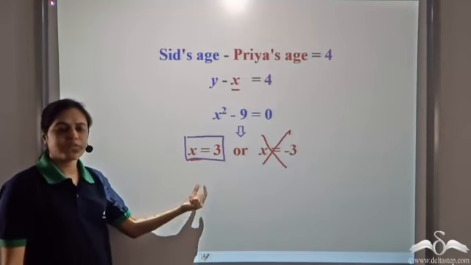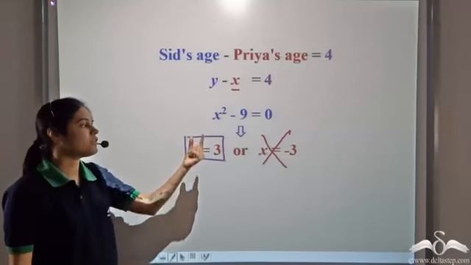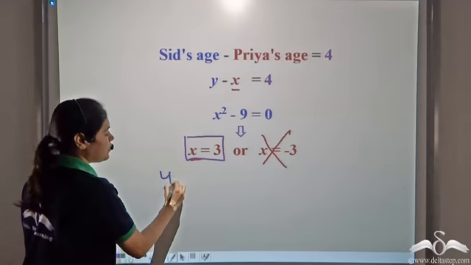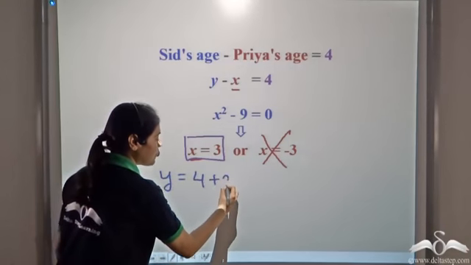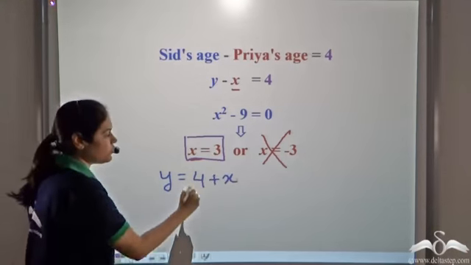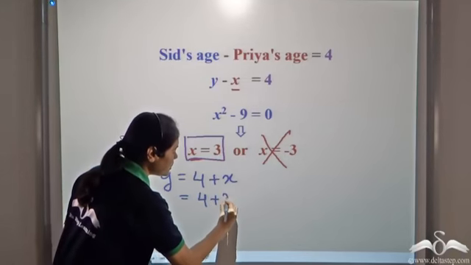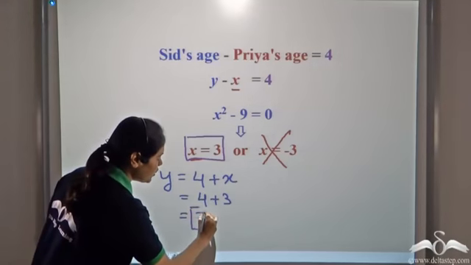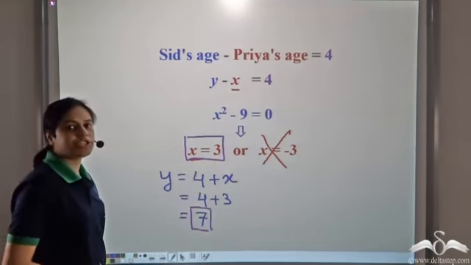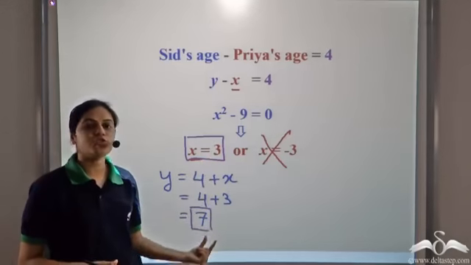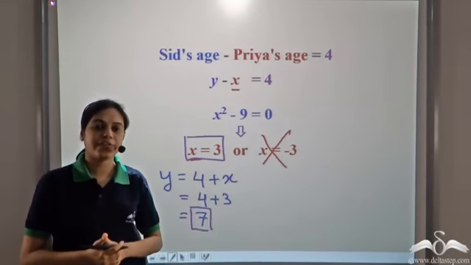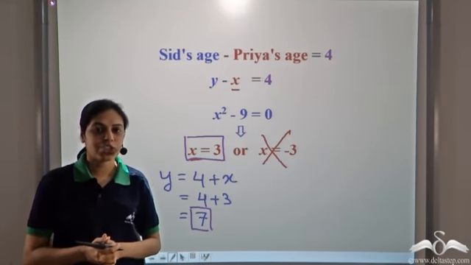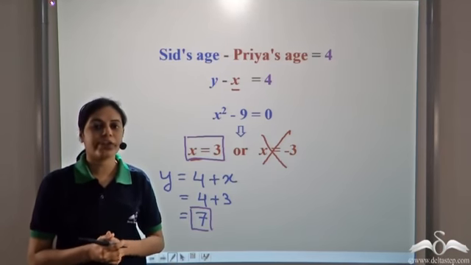And what is Sid's age? We can easily derive Sid's age using this equation, and x is equal to 3. So Sid's age is y, which is equal to 4 plus x. The value of x is equal to 3. So it is 4 plus 3, which is equal to 7. So Sid's age is equal to 7 and Priya's age is equal to 3. So this is the solution to our puzzle, and we have derived it by using a quadratic equation. So a quadratic equation is an equation in which the highest power of the variable is 2.